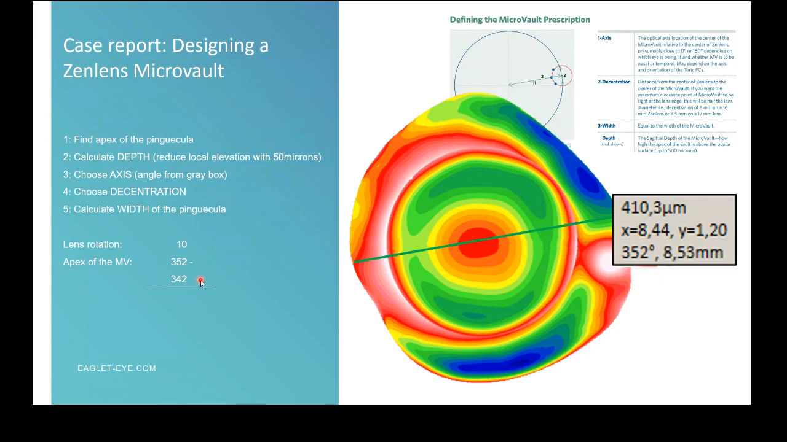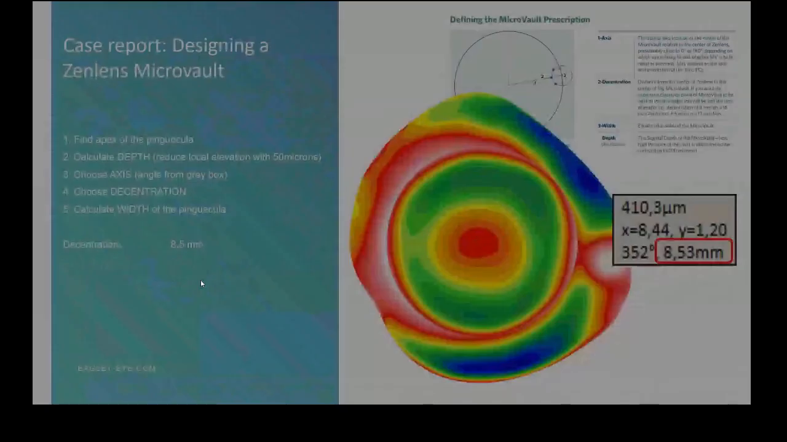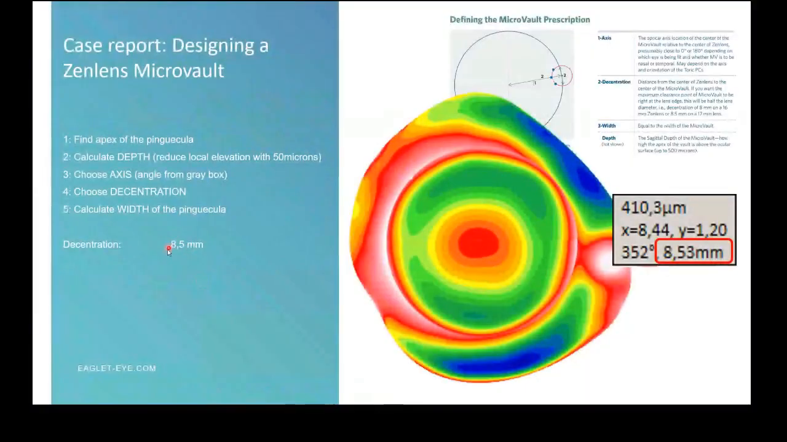I will go to the second value. The decentration, you can just read it from this number, because this last number you find here is the distance away from the apex. So this distance is 8.5. So that means that you will design the center of this microvolt on the edge of the lens.